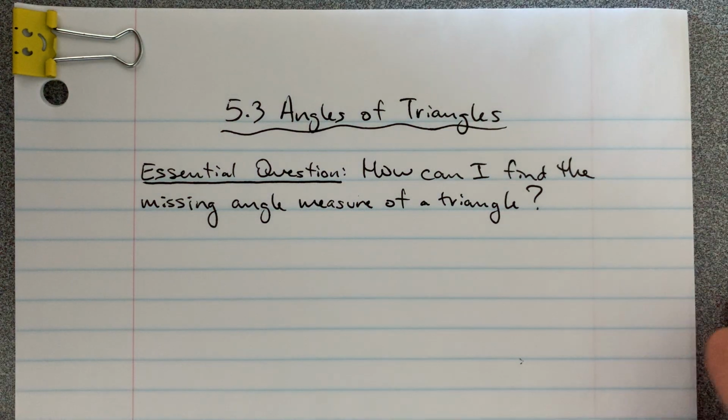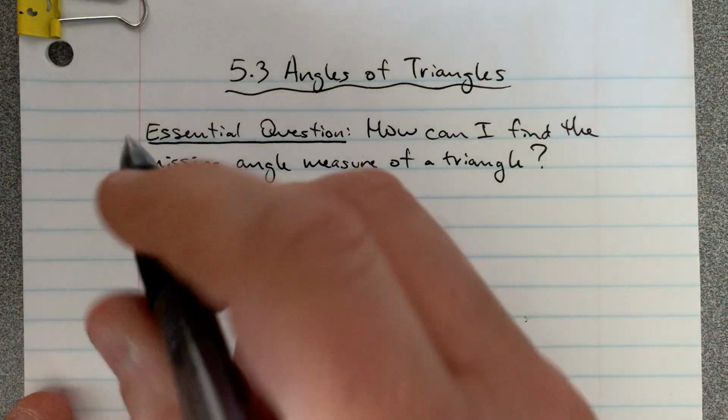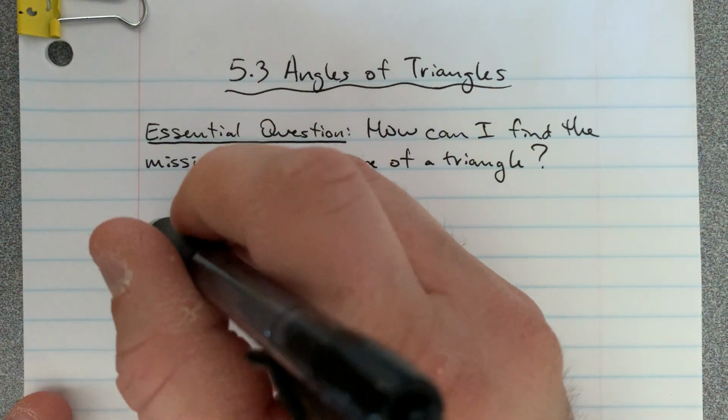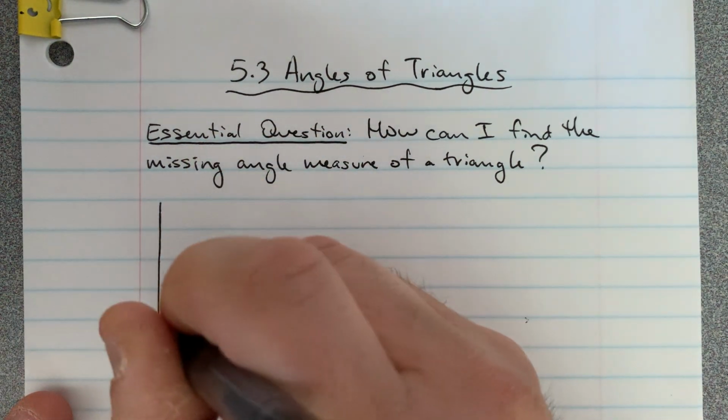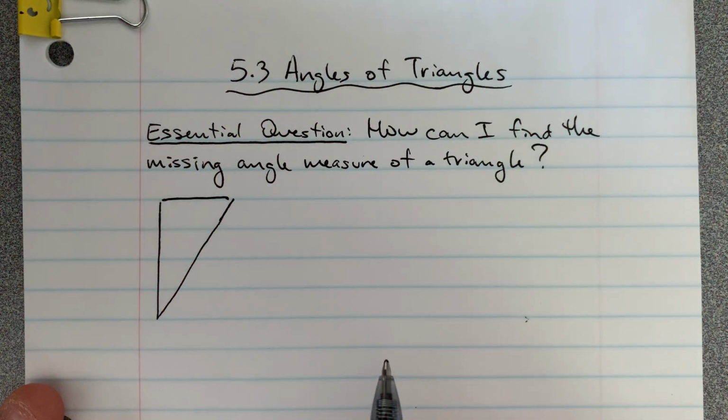Okay, folks, today we're talking about section 5.3, angles of triangles, and the essential question asks, how can I find the missing angle measure of a triangle? So we've worked on finding just a missing angle based on numerical values being given to us, but today we're going to work a little bit more with the algebra of it.